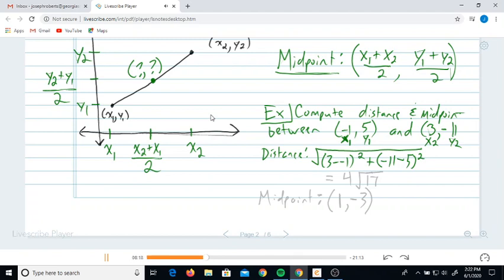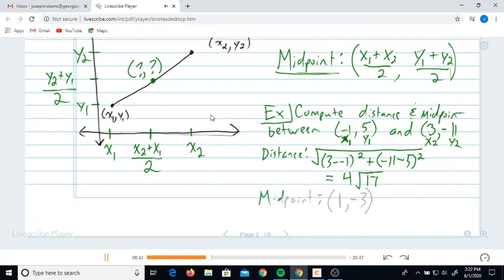So that's 16 plus 256, which is 272. 272 divided by 16 will reduce down to 4 root 17, is the answer you get there.